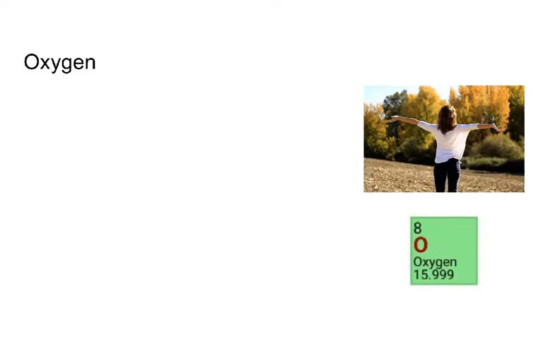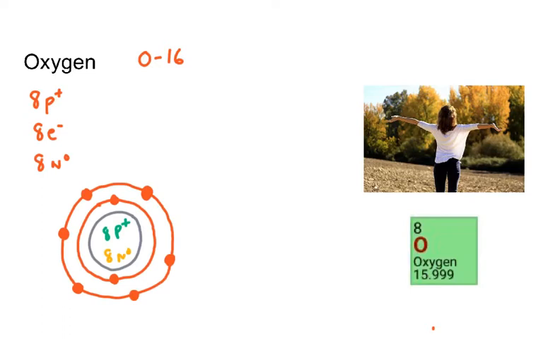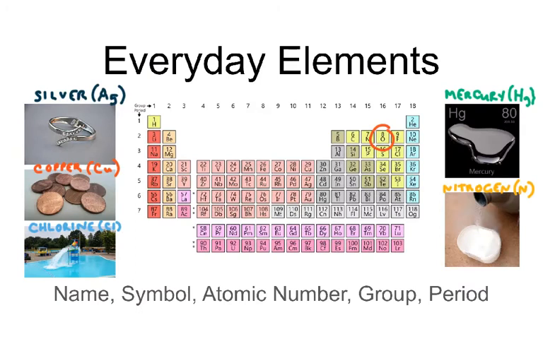Oxygen is an important 21% of the air that we breathe. Oxygen-16 has 8 protons, 8 electrons, and 8 neutrons. Here is a Bohr model of oxygen-16. Oxygen is in group 16 in period 2 of the periodic table. Carbon is in group 14 in period 2. Aluminum is in group 13 in period 3. Many of the elements we see in everyday life are in the first 3 periods of the periodic table.